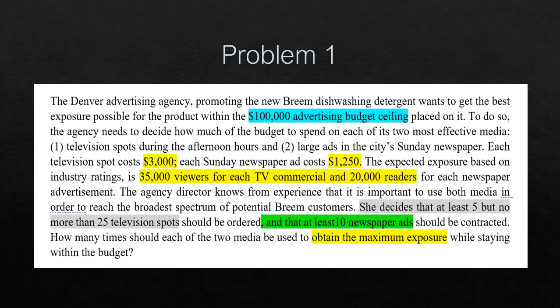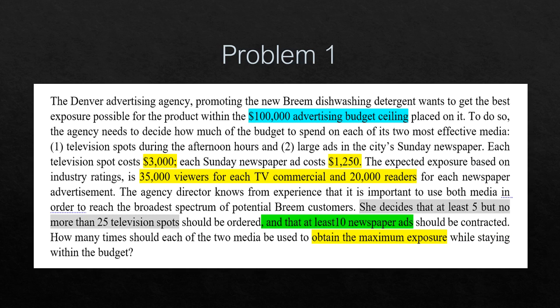The expected exposure based on the industry ratings is 35,000 viewers for each TV commercial and 20,000 readers for each newspaper advertisement. The agency director knows from experience that it is important to use both media in order to reach the broadest spectrum of potential Bream customers. She decides that at least 5 but no more than 25 television spots should be ordered, and that at least 10 newspaper ads should be contracted. How many times should each of the two media be used to obtain the maximum exposure while staying within the budget?